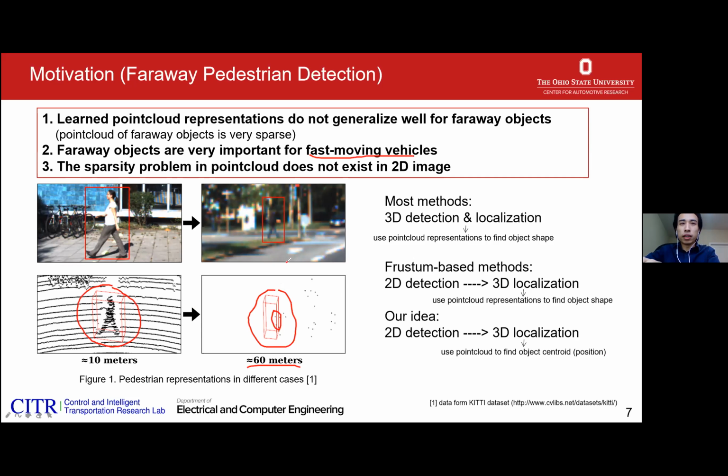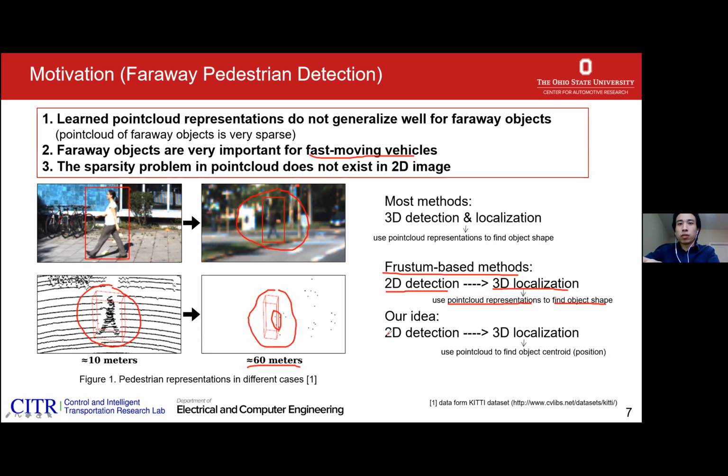However, the sparsity problem in the point cloud does not exist in the 2D image. For example, this faraway pedestrian in the image still contains 400 pixels. It can be easily detected by a 2D detector. So we think a frustum-based method can be a good candidate to solve the faraway pedestrian detection problem, since such methods use 2D detection to assist 3D localization. But we cannot directly use current frustum-based methods because they still use point cloud representations to find the object shape to localize them.